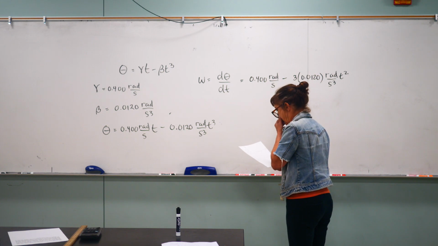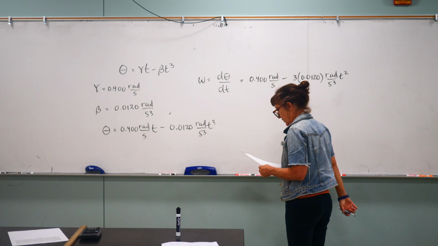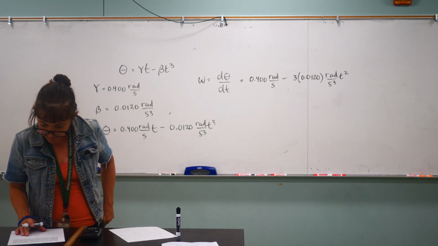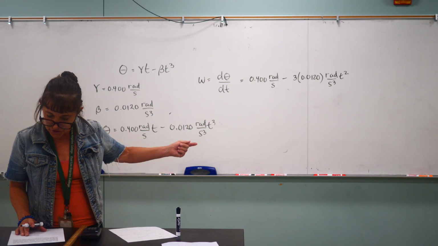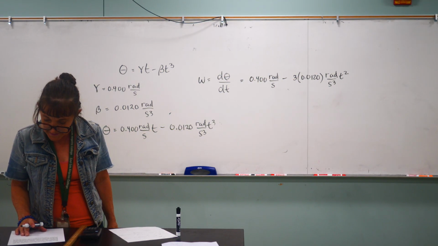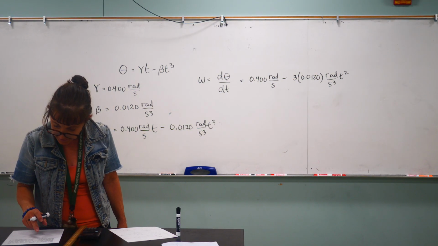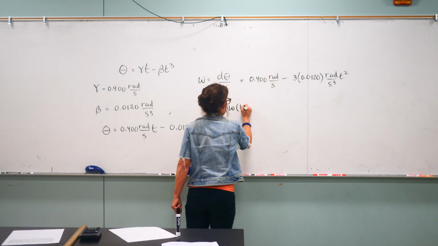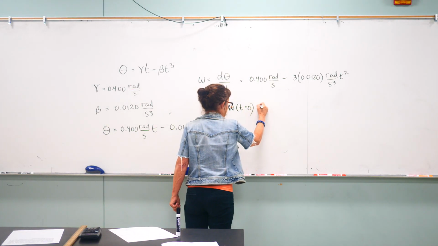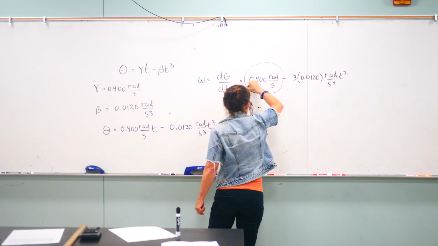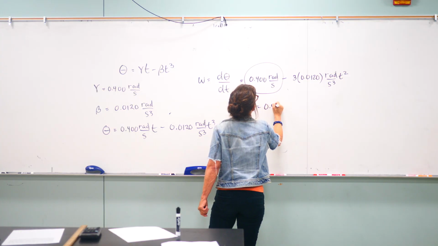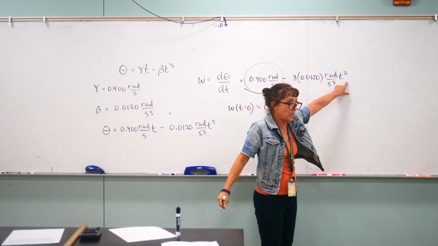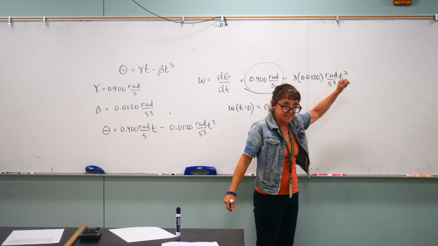All right, now what am I supposed to do? Calculate the angular velocity of the merry-go-round as a function of time. That's there. What is the initial value of the angular velocity? Omega at t equals 0 equals 0.400 radians per second, right? Because if I put 0 in there, that term goes to 0.